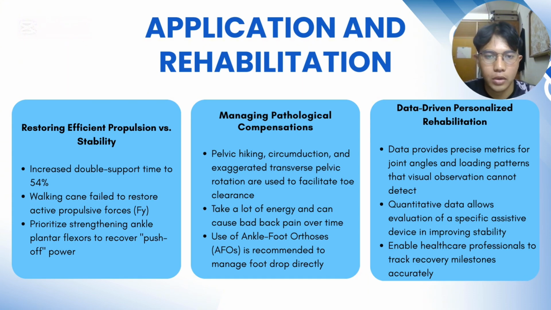Next is managing pathological compensations. Compensations include pelvic hiking, circumduction, and exaggerated transverse pelvic rotation. This is to help toe clearance. What this does is that it takes a lot of energy and can cause bad back pain over time, so we are trying to avoid these kinds of issues. The solution is that we can propose using a special brace and AFO early on and keep the foot in a good position so the patient doesn't have to learn these bad hip habits.